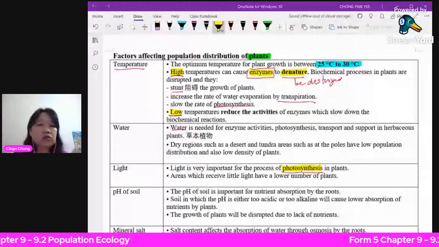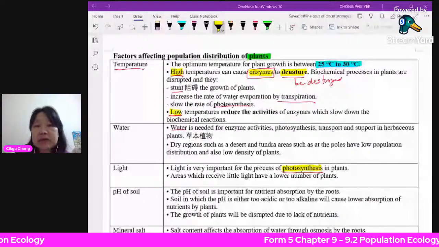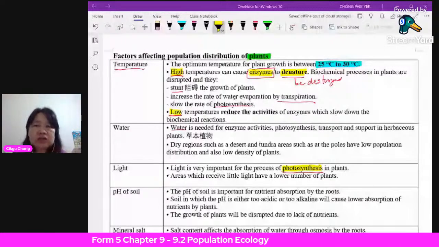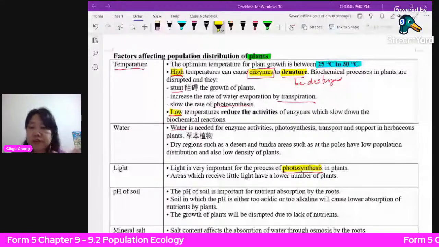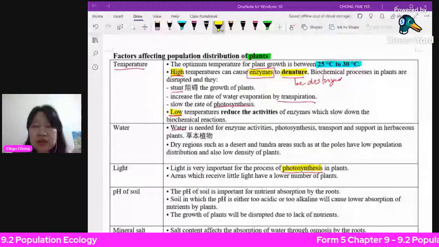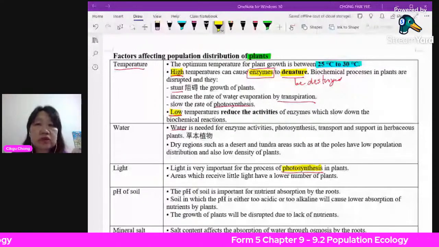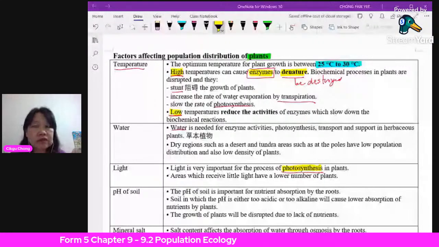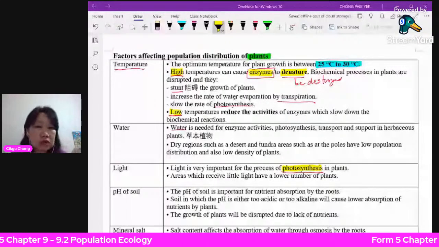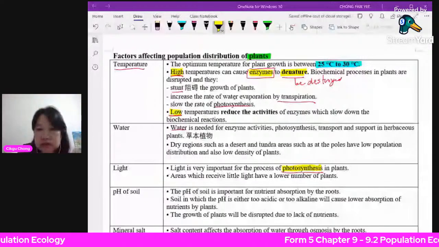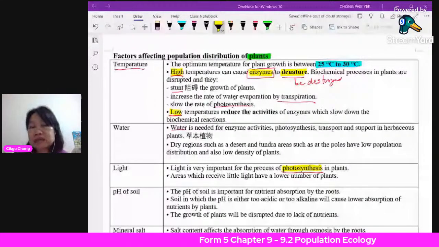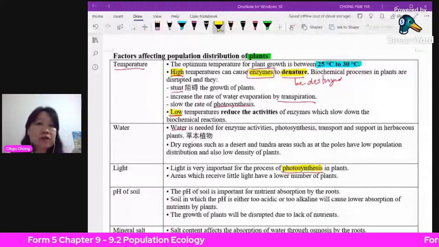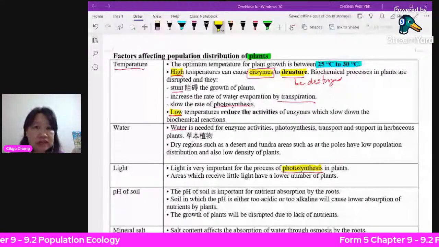Lastly, mineral salt content. This has to do with how much salt is in the soil. If it's very salty, that means a very high salt content, it is a hypertonic condition. The water from inside the root will actually diffuse out, so the plant will be losing water. This is because of the process of osmosis. That's why many plants are not able to grow in very salty soil, except for the mangrove swamp, which we saw in our lesson last week, last Saturday.